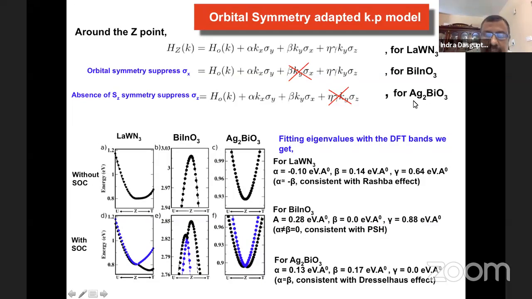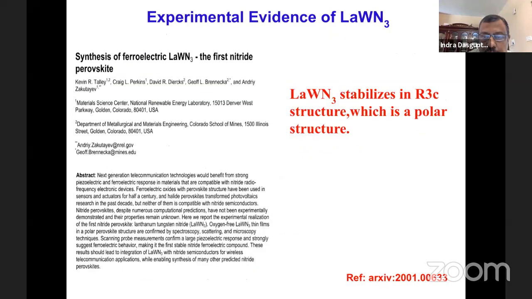Once you take the orbital degrees of freedom into account, or do an orbital symmetry adapted k-dot-p model, you can describe the different spin textures they host: Rashba for lanthanum tungsten nitride, persistent spin helix for bismuth indium oxide, and Dresselhaus for Ag2BiO3. I think I have run out of my time.